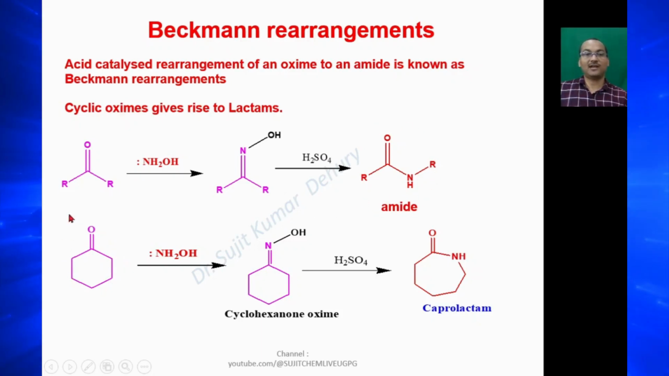Similarly, if you start with cyclohexanone and react it with hydroxylamine, you end up with cyclohexanone oxime. In the presence of H plus, it gives caprolactam, the cyclic amide.